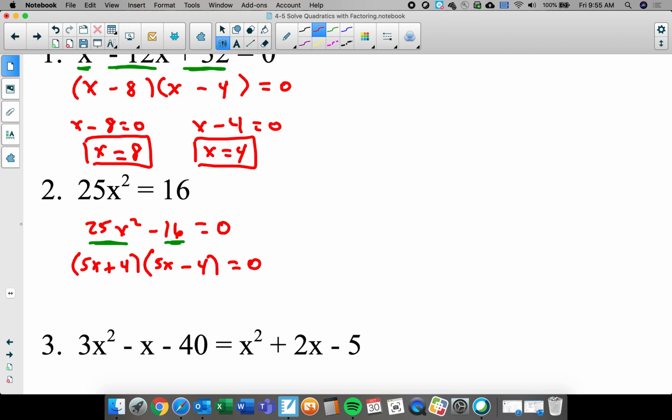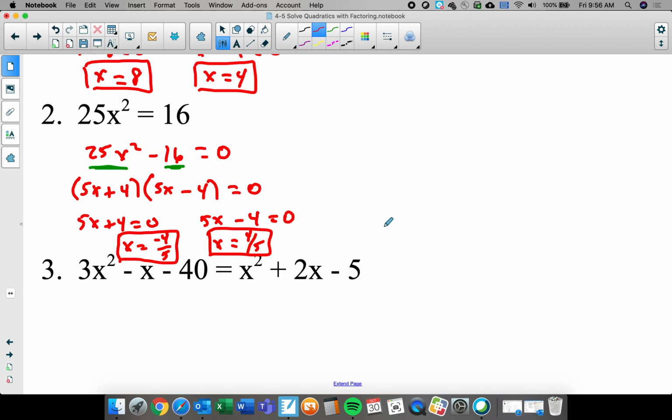So now I would go through and set my factors equal to 0. 5x plus 4 equals 0. 5x minus 4 equals 0. Subtract the 4 and then divide by 5. This one I would get negative 4/5 as my answer. And then over here I would add 4 and divide by 5 and get a positive 4/5 as my answer. So there would be my two solutions in that one.